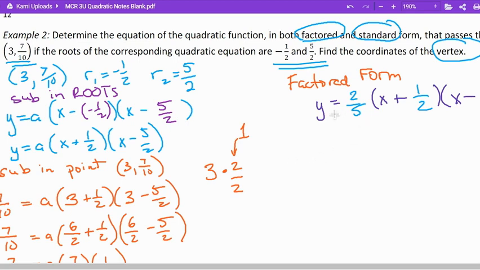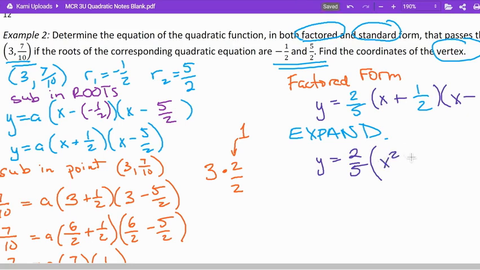Okay, we got factored form. Let's get it into standard. What do we do? Expand. So here we use FOIL because we cannot combine the two terms in the fractions. Again, leave the 2 over 5.